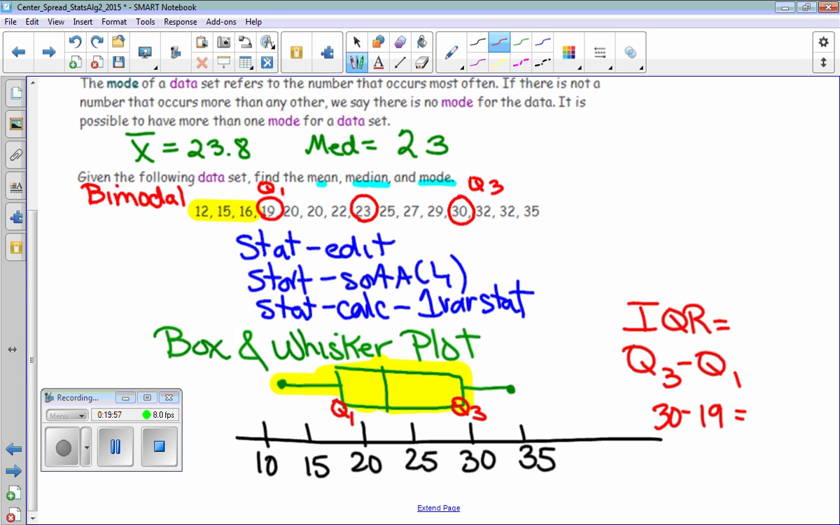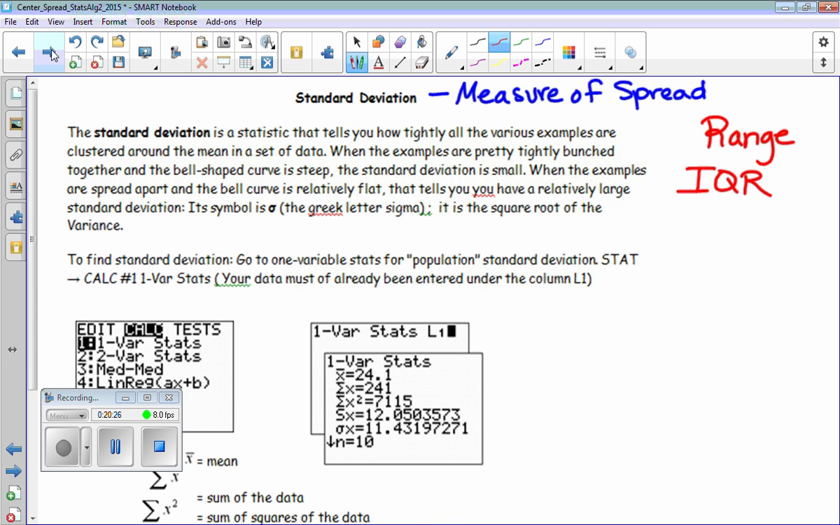So that number is a measure of spread. How spread out is the data? Okay? The smaller the spread, the more clustered the data is, the more grouped it is. The higher the spread, the more spread out it is. So spread is a number. IQR is a number, 11. Range is a number. It's the highest minus the lowest. Standard deviation is also a number. It's a measure of spread.